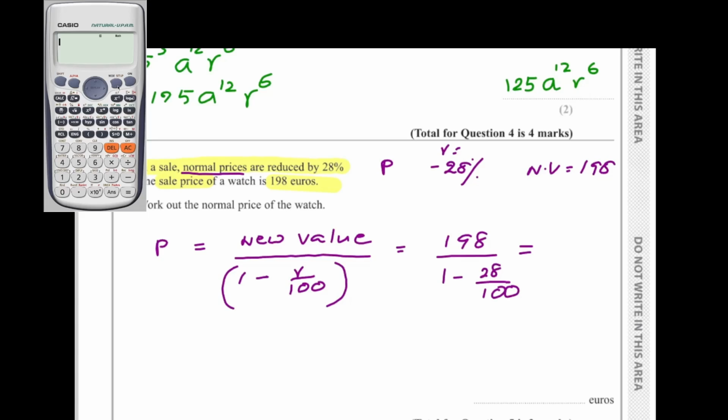Let's plug the values into the calculator and check what the answer is. So new value, which is 198 euros, over 1 minus 28 over 100 equals 275. Then we are getting the answer as 275 euros.